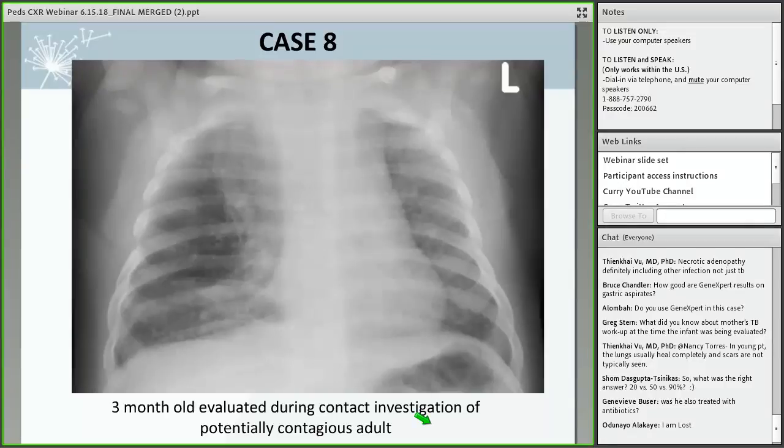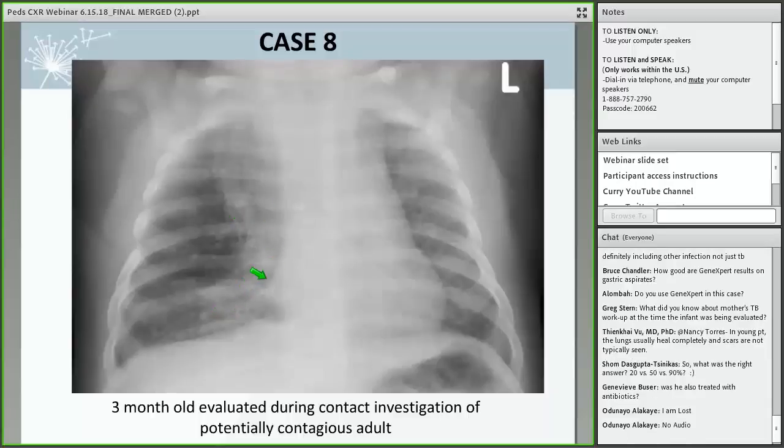So can we ask Dr. Vu to comment on these films? Absolutely. Thank you, Ann. So on the frontal chest radiograph, you can see differential in lung hyperinflation between the two lungs. The right lung looks a lot bigger than the left lung. The patient may be rotated a little bit, but still the right lung appears much larger and more lucent than the left lung, suggesting maybe some air trapping in this young patient.